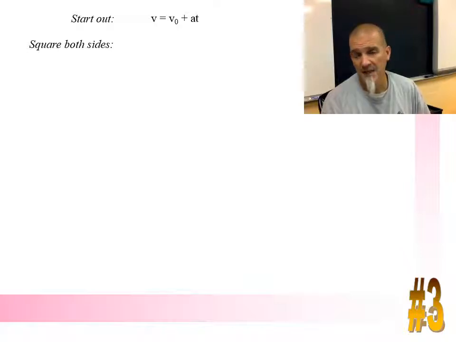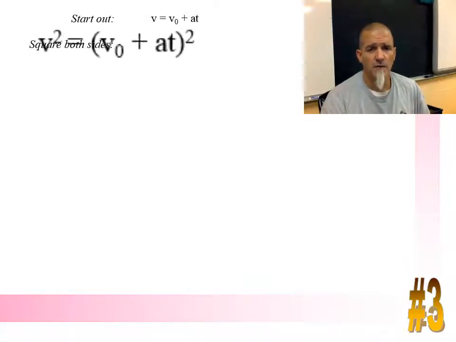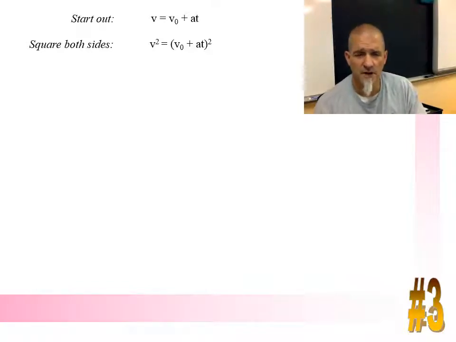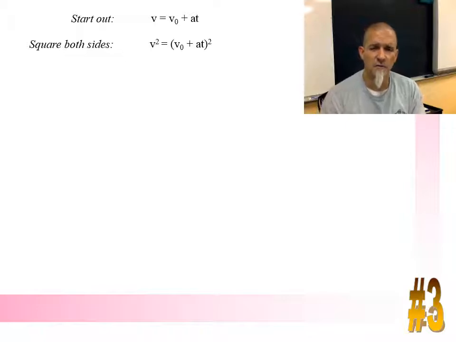Let's square V, and let's square the quantity V0 plus AT. Well, of course, the left-hand side is pretty easy to square. It's just V squared, as we said. The right-hand side is a little bit more involved. It's the quantity V0 plus AT squared. And we can't just square each individual term, the V0 and the AT. There's a process we have to go through when we're squaring a binomial like this. And of course, you know that process.